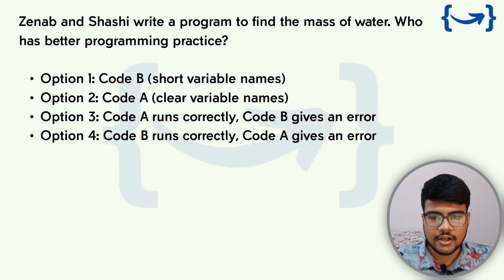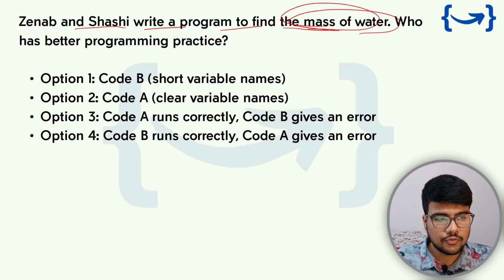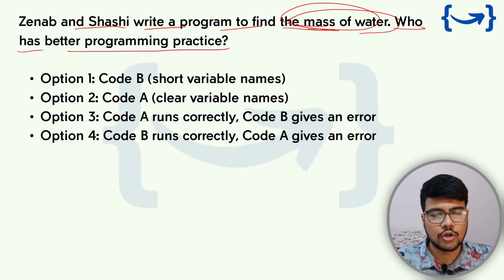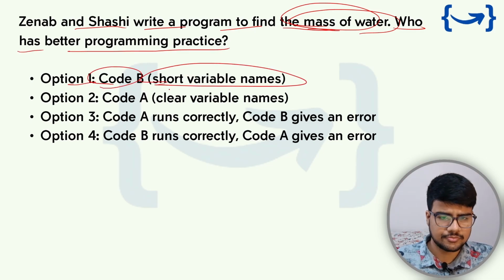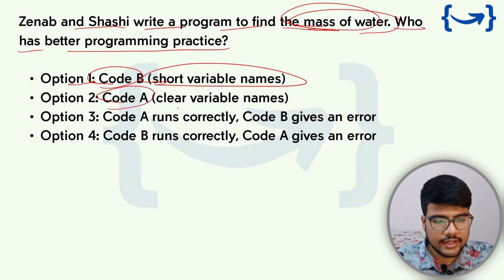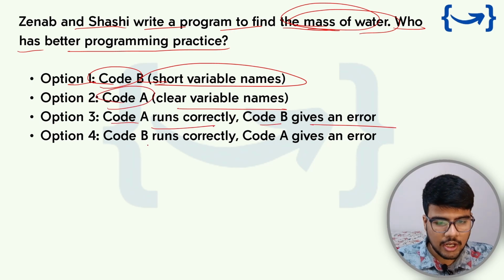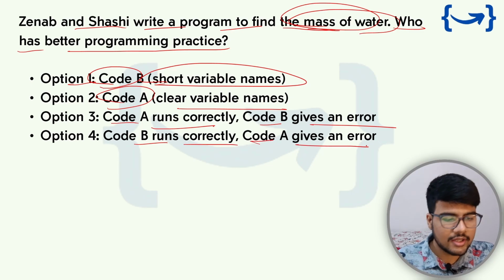Okay, so Zainab and Shashi write a program to find the mass of water. Who has better programming practice? Code B, short variable names? Don't think so. Code A, clear variable names. Code A runs correctly, Code B gives an error. B runs correctly, Code A gives an error.